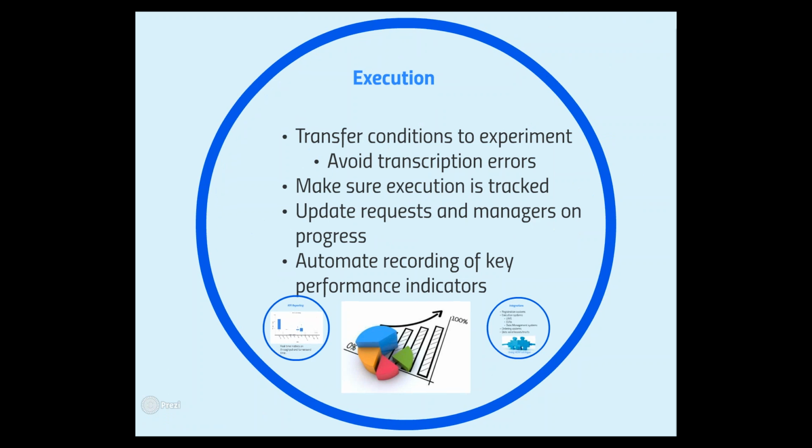So once we've identified and planned which unit of execution we're going to run, in other words, the experiment, we can then transfer that experiment, including the conditions, over to the execution system. That means that we're going to avoid transcription errors by transferring that data automatically. So basically, we're making sure the execution is then tracked and update the requesters and managers on progress as it goes along, even though it's executed in an externalized system.